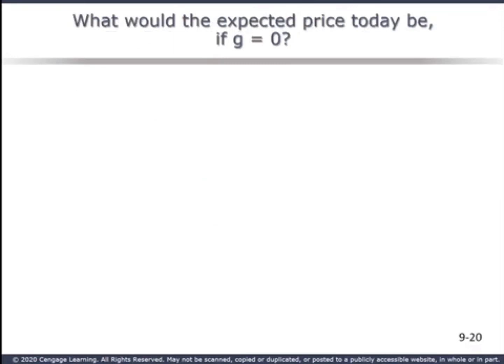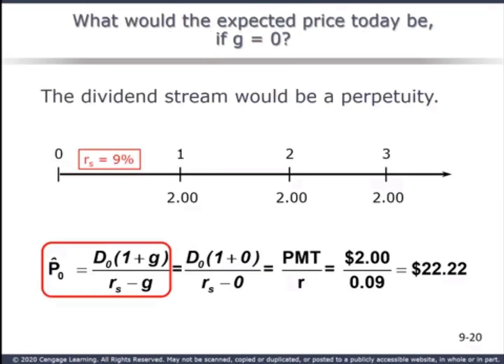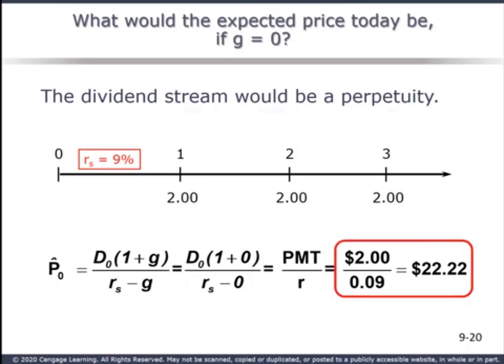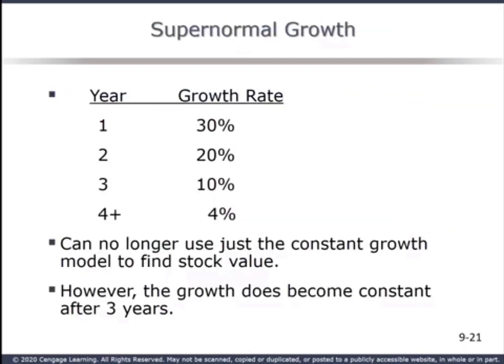What if the growth rate is 0? Then the G drops out of the numerator and denominator, and we're left with the constant dividend divided by the required return, which happens to be the formula for preferred stock. As long as dividend growth can be reasonably assumed to be constant forever, finding the value of a share of stock is fairly easy. But what if the stock is growing at a supernormal rate for a few years before settling into a stable growth pattern?